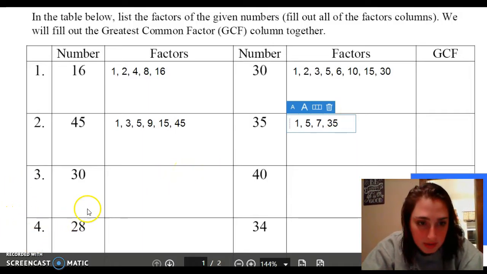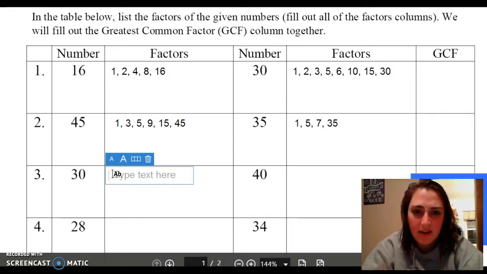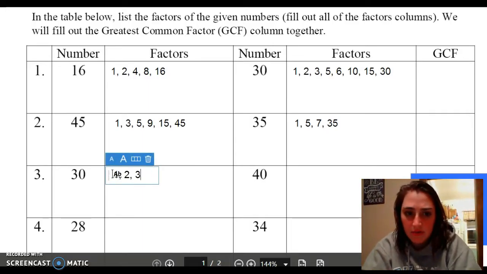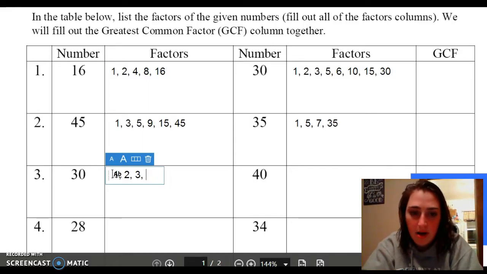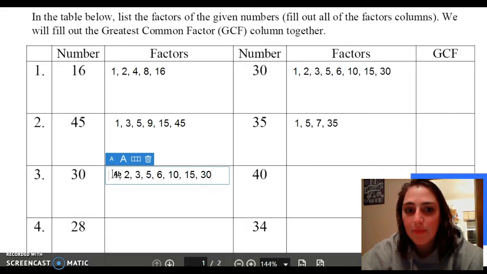Okay, so moving on to 30. Oh, we already did that above. 1, 2, 3, 5. Well, that's not a 5. 6, 10, 15, 30. Okay?